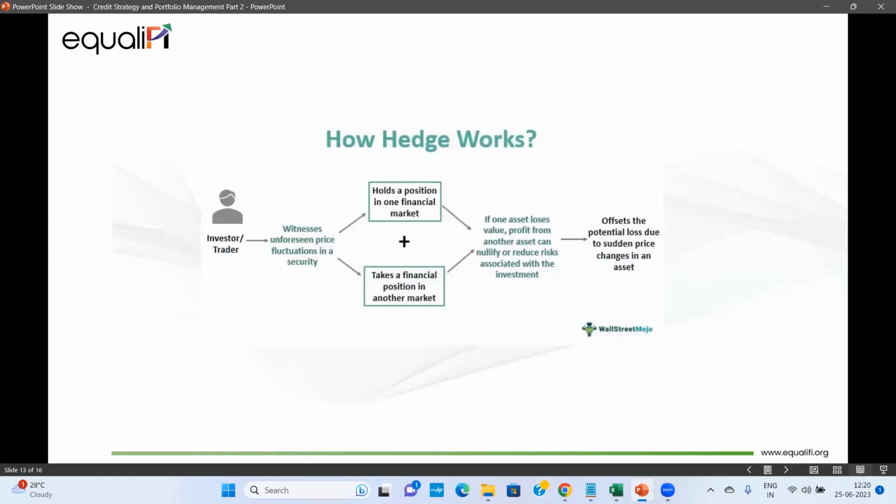So an investor witnessing unforeseen price fluctuation in a security holds a position in one financial market, or takes a position in another financial market. If one asset loses value, profit from another asset can nullify or reduce the risk associated with the investment. So this is one way of hedging, right? You diversify your funds across all the markets. So you play in NSE, you play in London Stock Exchange, you play in BSE, you play in commodity, you play in equity, you play in something else, and you diversify the risk. This is one way of hedging, that is, you counter the risk. The second way of hedging is you pay a premium and you fix the price. So that is the other way of hedging.